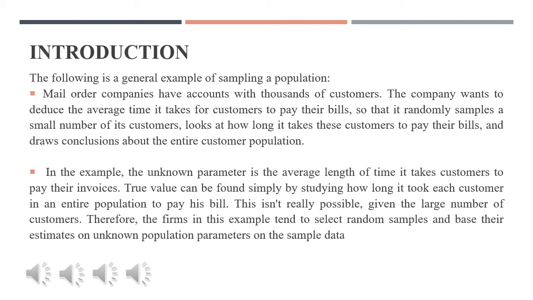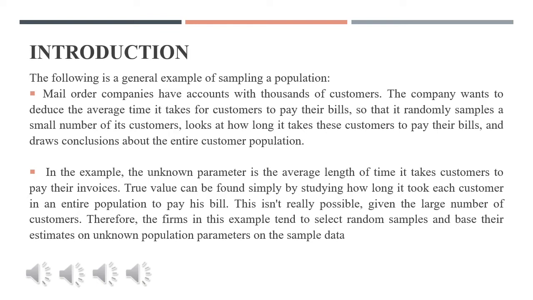The following is a general example of sampling a population. Mail-order companies have accounts with thousands of customers. The company wants to deduce the average time it takes for customers to pay their bills, so it randomly samples a small number of its customers, looks at how long it takes these customers to pay their bills, and draws conclusions about the entire customer population.